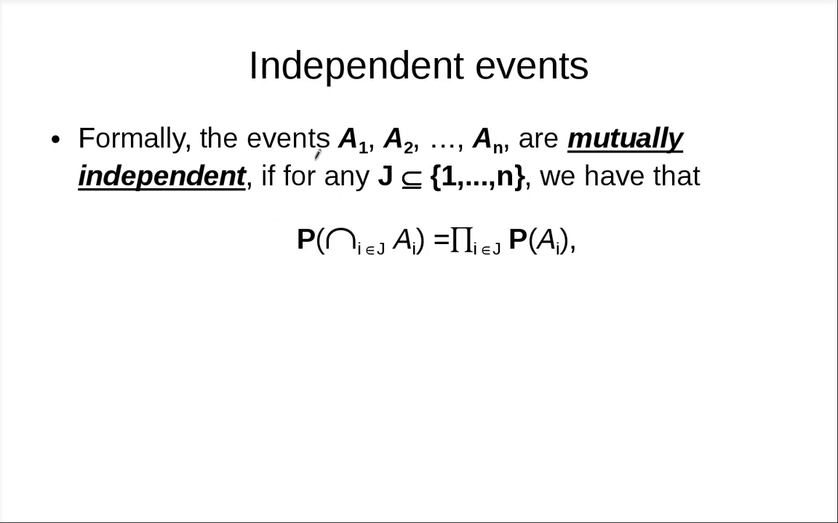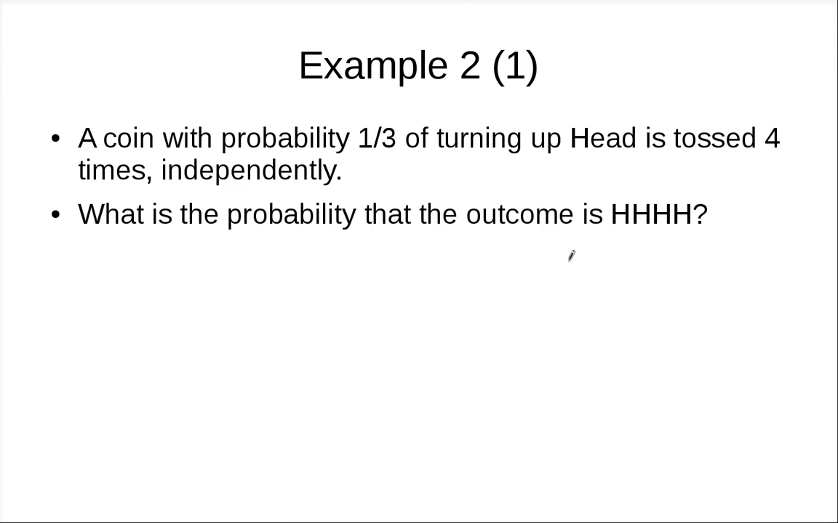Formally, we say that these events are mutually independent if for any subset J of this index set, the probability of the intersection of the events in the set equals the product of the probabilities of each individual event. Okay, so let's try to see how we're gonna use it.